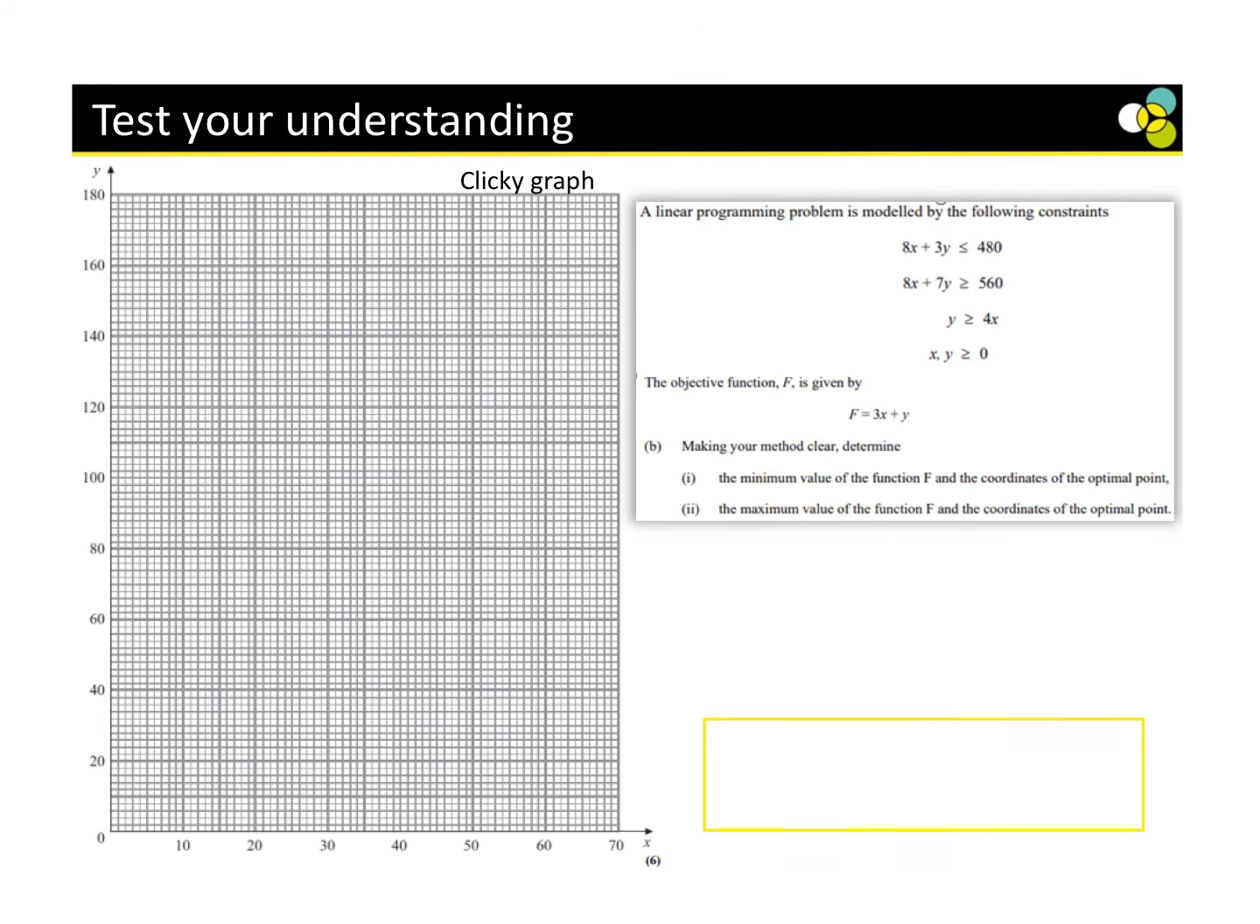Okay, so test your understanding. So the first one I'm going to do in blue. I've got 8x plus 3y is less than or equal to 480. So remember, when y is 0, 8x equals 480, so x equals 60. Okay, so when y is 0, x equals 60. And then when x is 0, 3y equals 480, so y equals 160. So here's my first graph. Okay, so my first line is here.